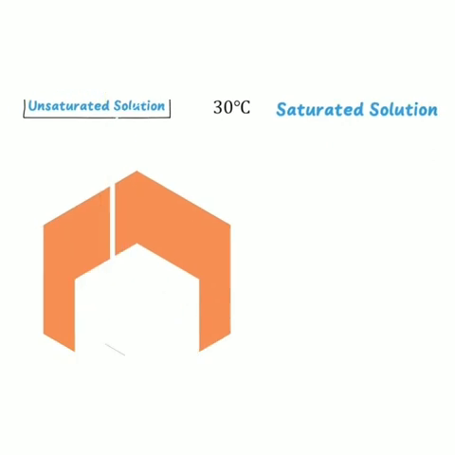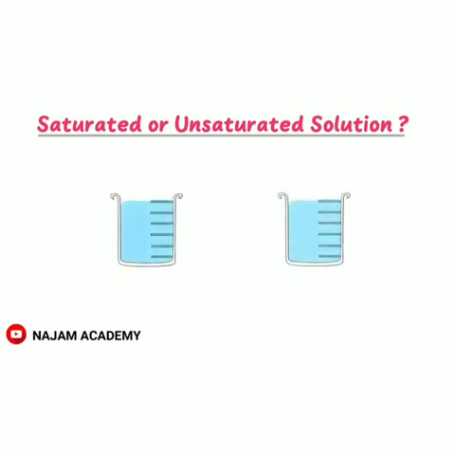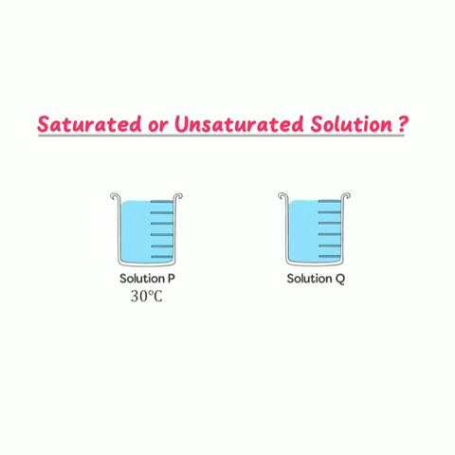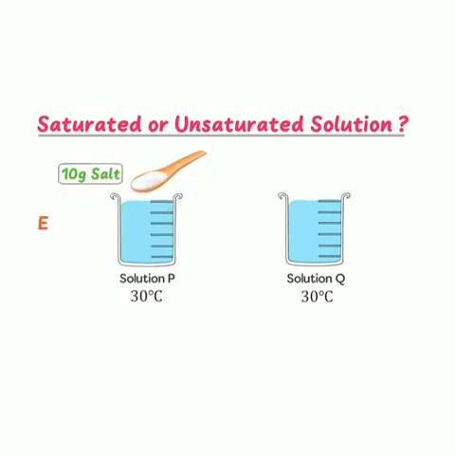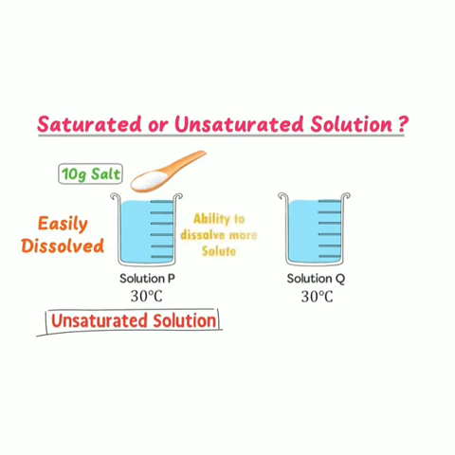Now next we will see another example of saturated and unsaturated solution. Here we take 2 beakers containing salt solution, solution P and solution Q, at 30 degree centigrade temperature only. In the first one we are adding 10 gram of salt. This is already a salt solution, but at 30 degree centigrade we are adding 10 grams of salt. It is dissolved easily, which means it has the ability to dissolve more solute. So this is an unsaturated solution.